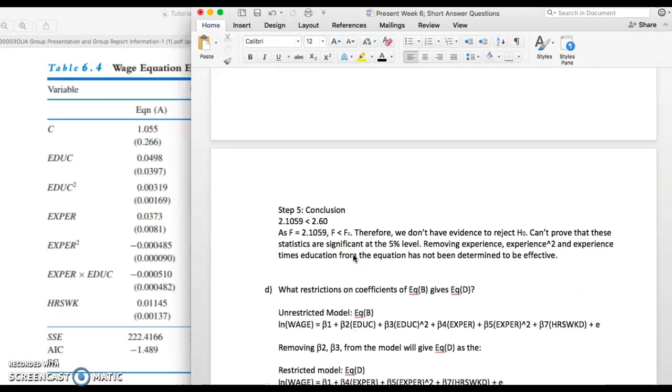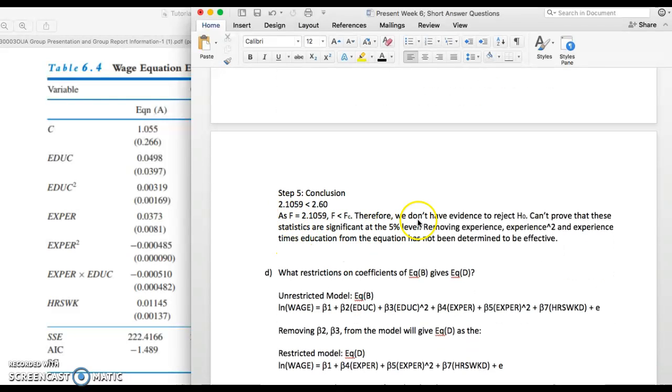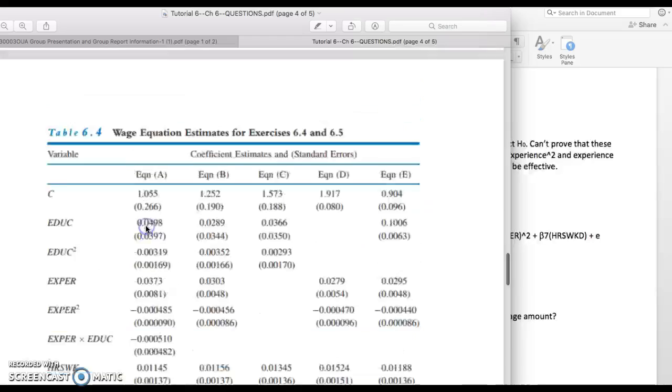So we're finding as a result in this one that we don't have evidence to reject it, so we can't prove that these statistics are significant. Removing experience squared, and experience times education has not been determined to be effective is the result.